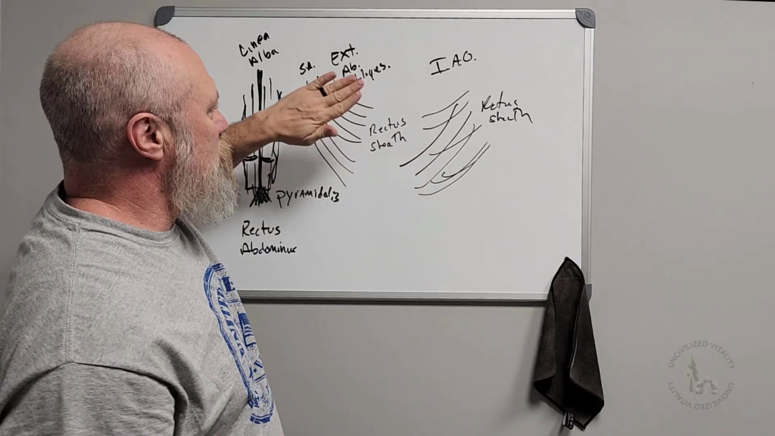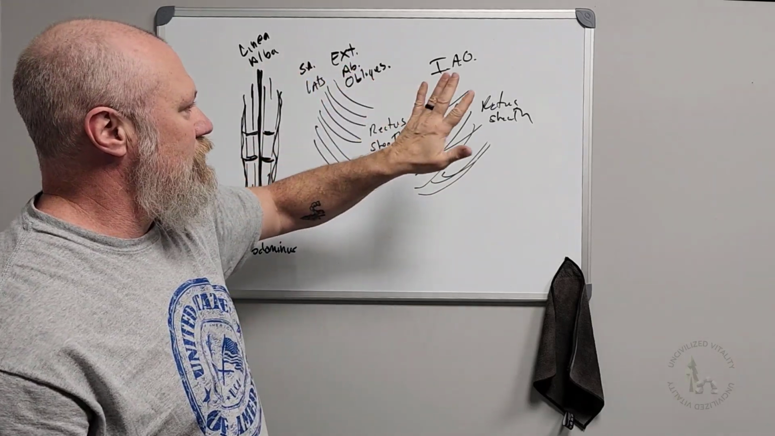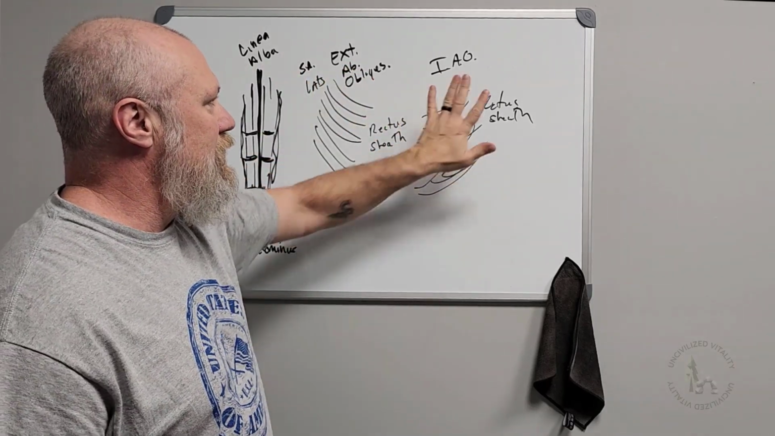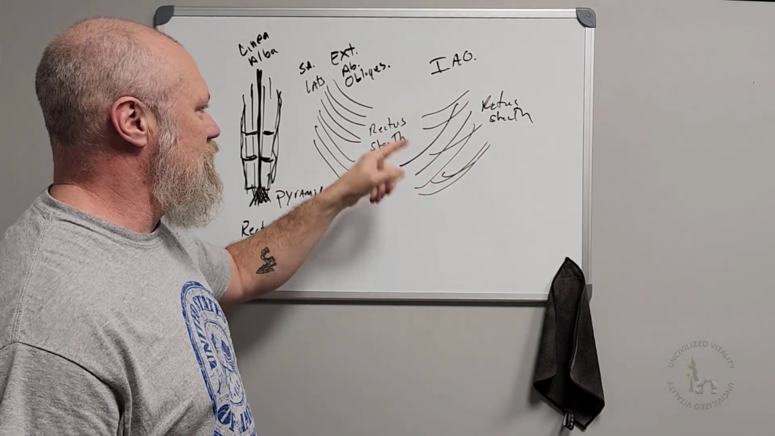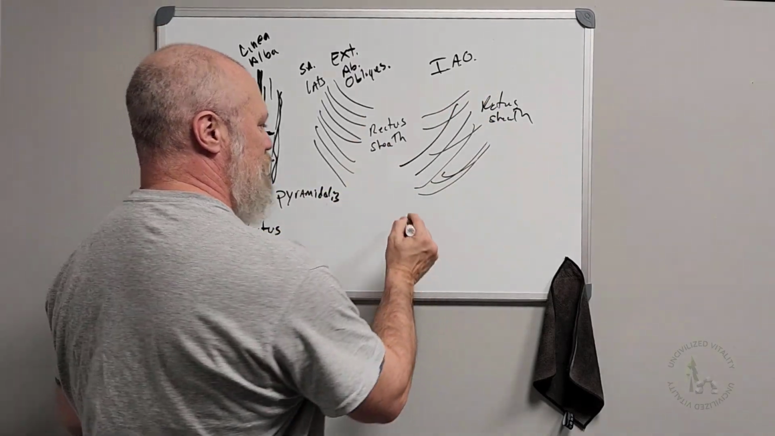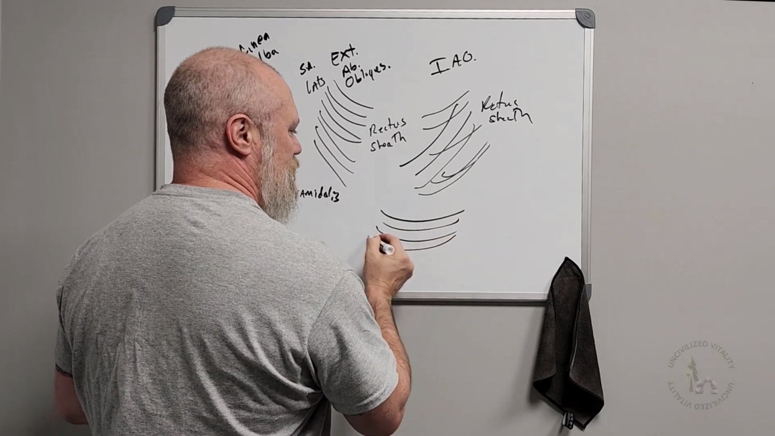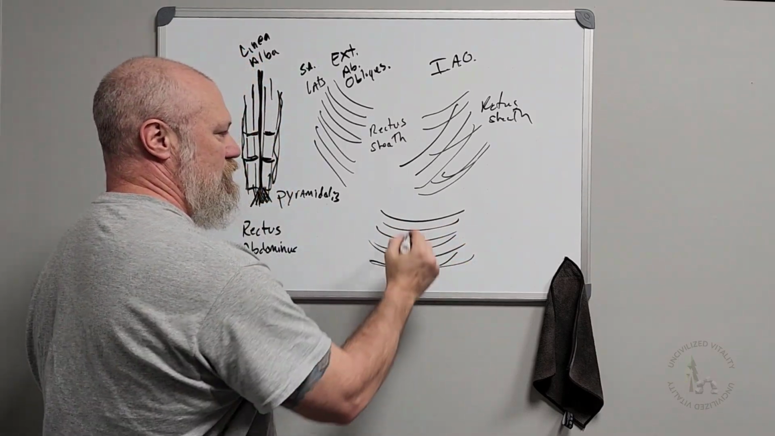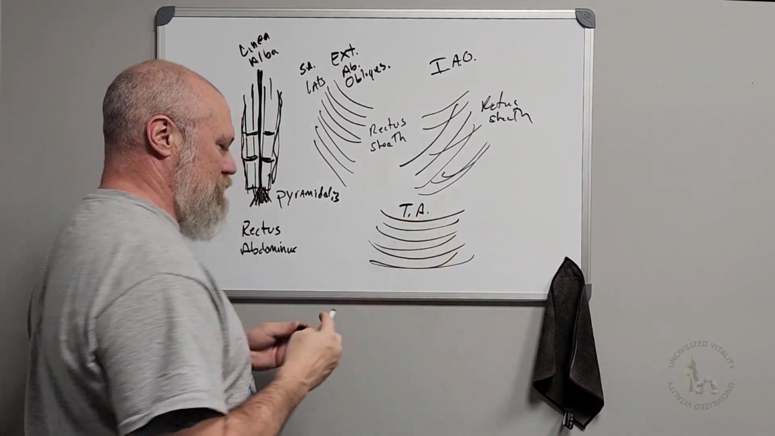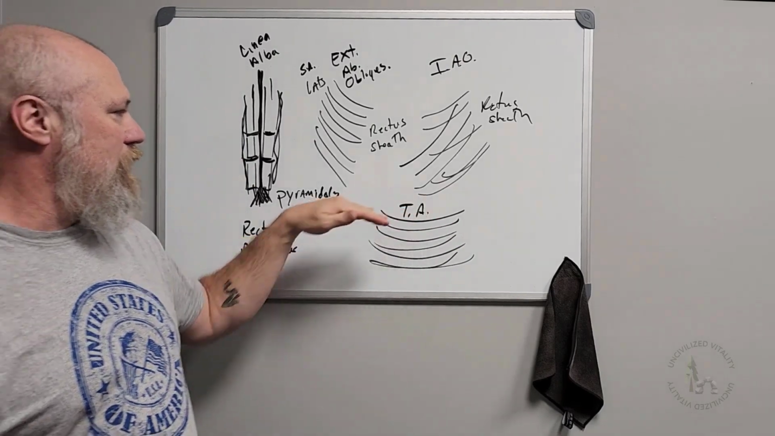Now, deep to those, so superficial, next layer down, sort of off to the side laterally, next layer down, just deep to that. The deepest layer is going to be a muscle called the transverse abdominis, because its fibers run in a transverse orientation.